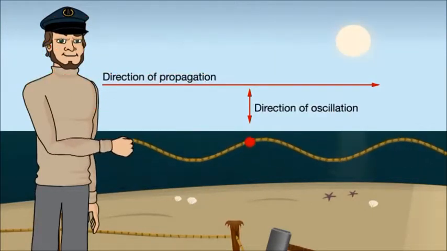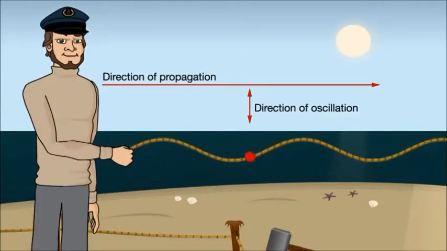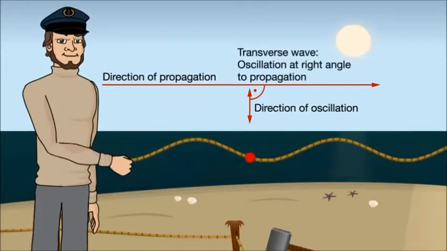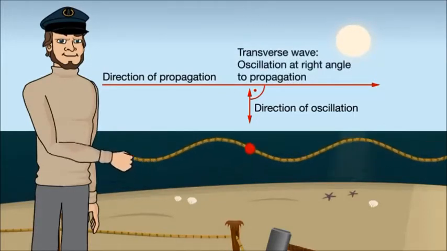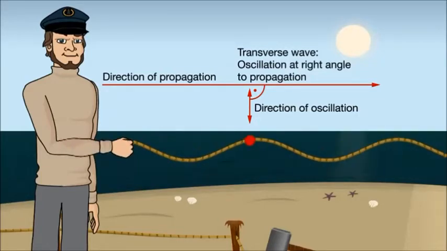Look at this red dot on the rope. It moves up and down. So the rope wave oscillates at a right angle to the wave's propagation. A wave that moves in this way is called a transverse wave.